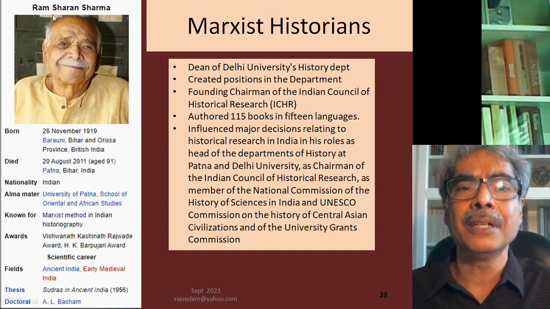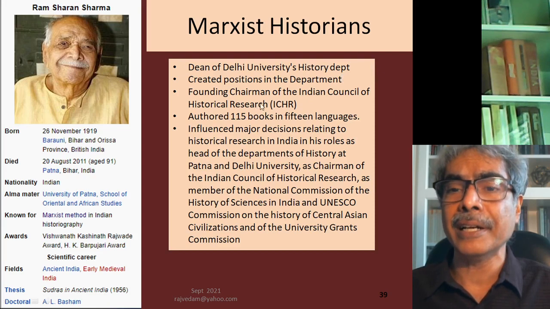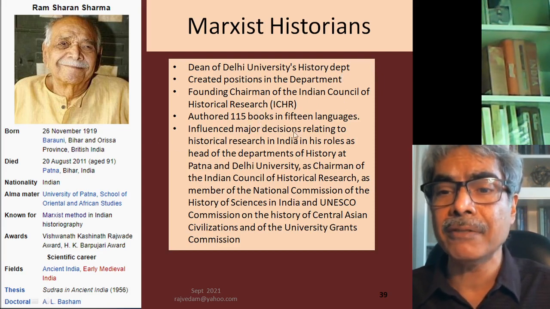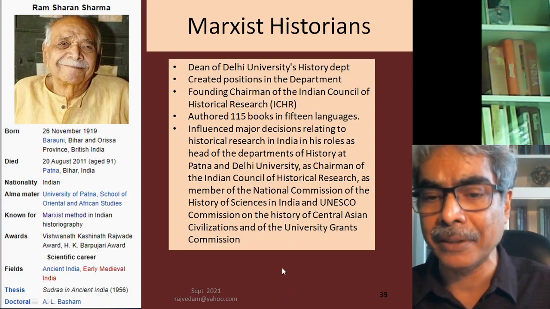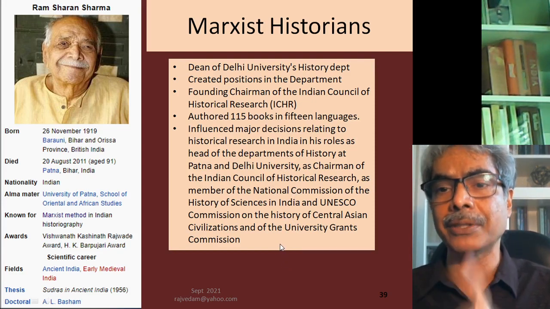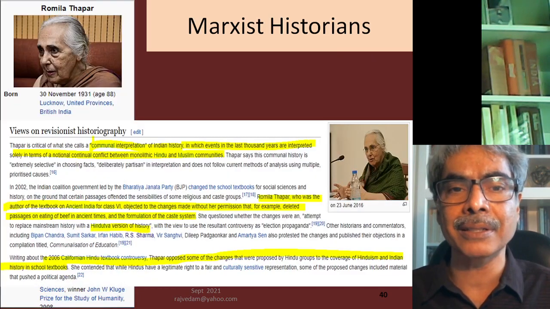For example, R.S. Sharma. He was the Dean of Delhi University's History Department, and he was a founding chairman of a powerful body called Indian Council of Historical Research. He's authored about 115 books in 15 languages, and he influenced the major decisions related to historical research in India in his various roles as chairman, head of the department, and several other bodies that he controlled. So he was able to allow only one kind of scholarship to be promoted, and that is a Marxist scholarship. That is what we see in his works.